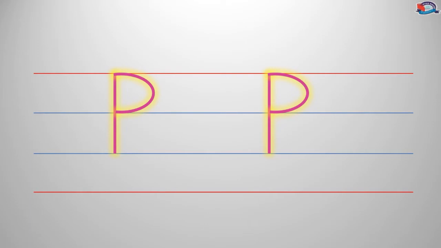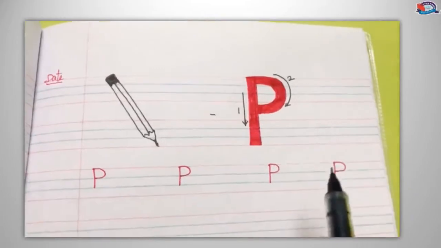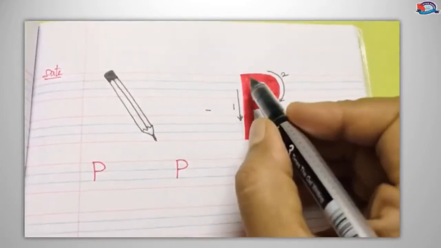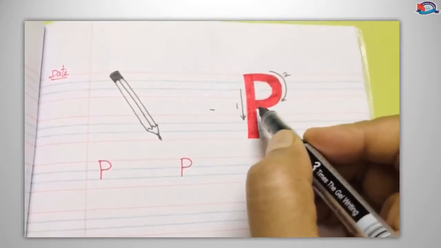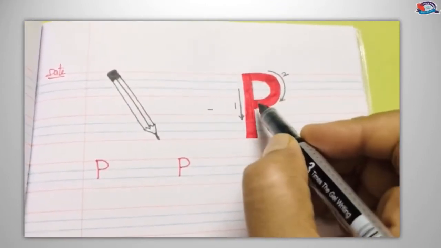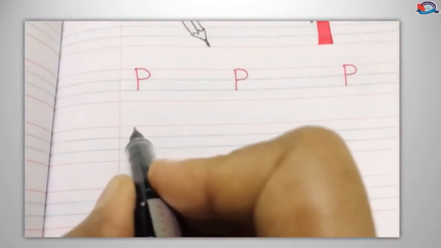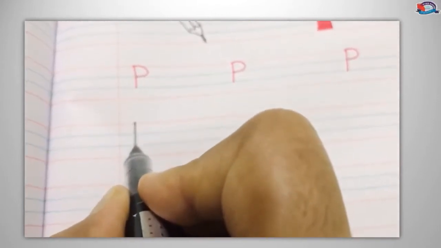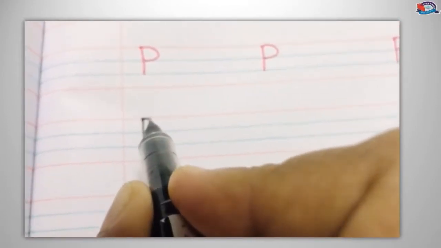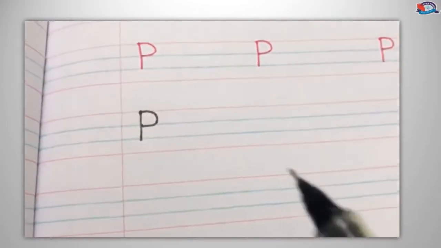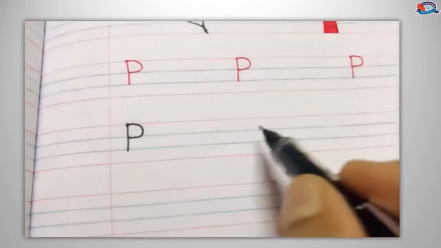Let's see how to write in the notebook. Now we are going to see how to write the capital letter P here. Okay, see, one standing line and then one small closed curve. From the top to the middle. This is the capital letter P. See, one standing line from red line to the blue line and then one closed curve to the red line to the first blue line. This is the capital letter P.